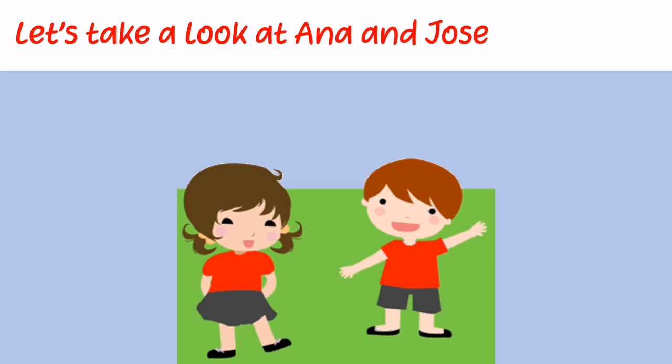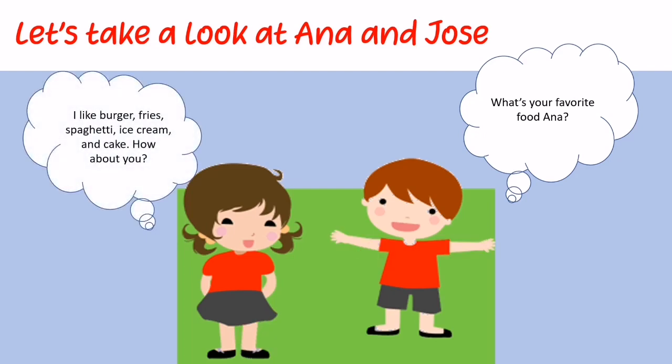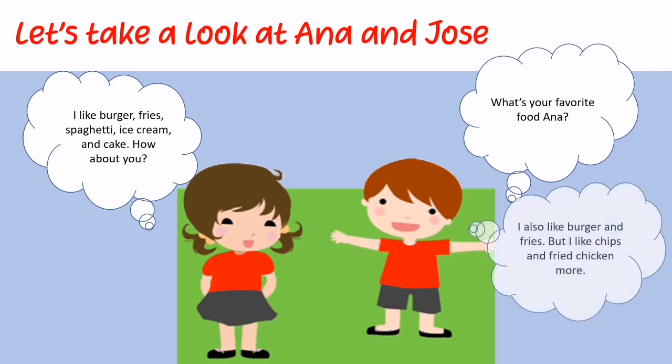But before we proceed to our main topic, let's take a look at Anna and Jose's conversation first. Jose asked Anna, "What's your favorite food, Anna?" Anna replied, "I like burger, fries, spaghetti, ice cream, and cake. How about you?" "I also like burger and fries, but I like chips and fried chicken more."